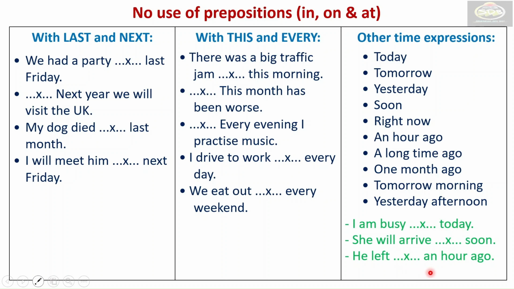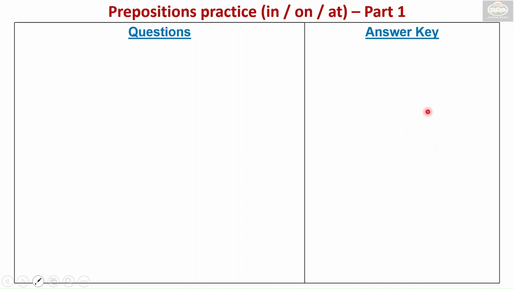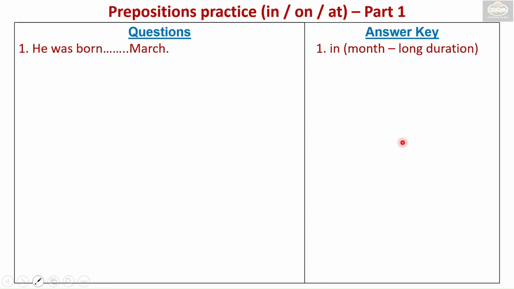Now let's move to practice section. Students, I will give you questions and you have to guess very fast, and I will show answer as well. Therefore, we have to do this practice section quickly. You have to guess quickly. He was born in March. There is given rule as well in the bracket. You have to try to understand the rule and you have to try to guess the answer quickly.